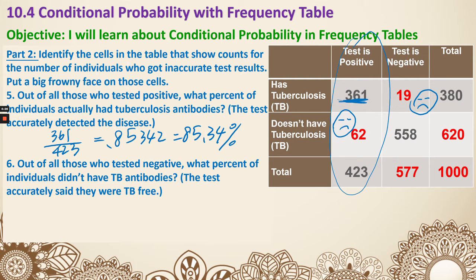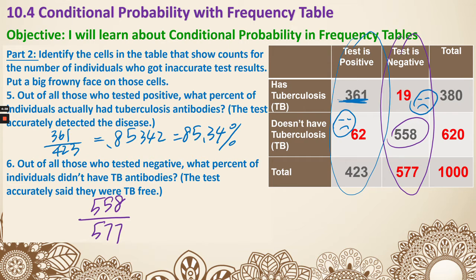85.34%. Next, out of all those who tested negative, what percent of the individuals didn't have it? Test negative and doesn't have it. So it's 558 over 577. That's going to be 0.9671, rounded to be 96.71%.